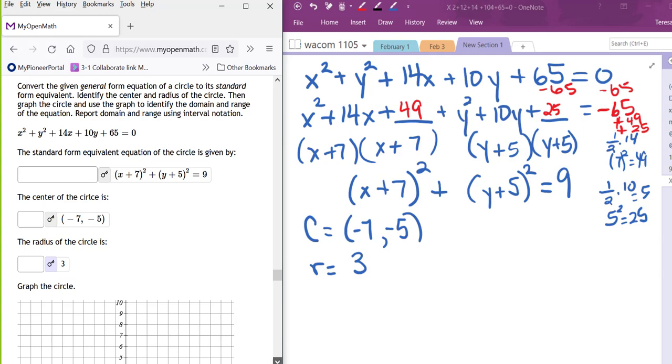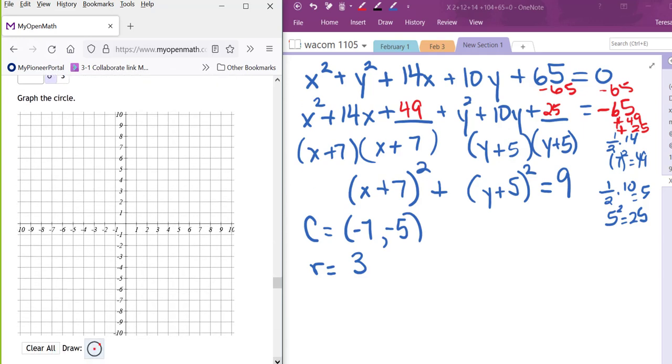They would like us to graph. So we'll do the circle tool. Your center, so -7, -5. And we count out 3 in either direction. And there's your circle.